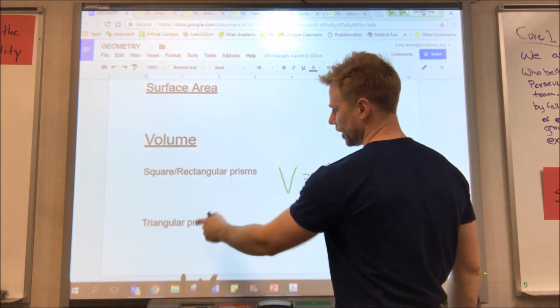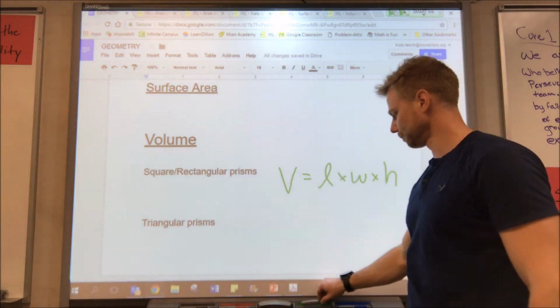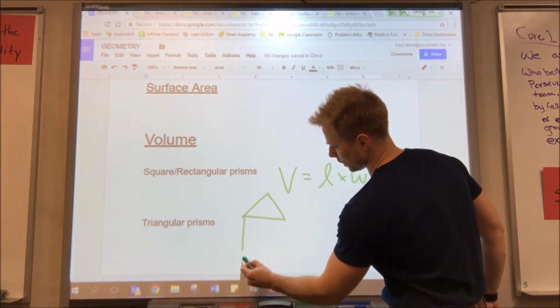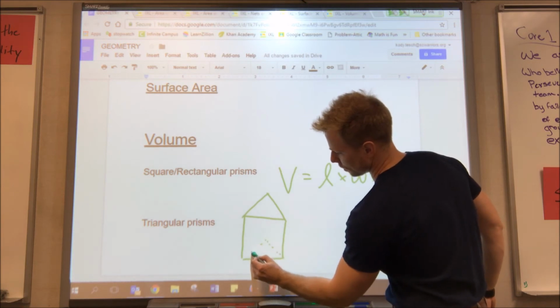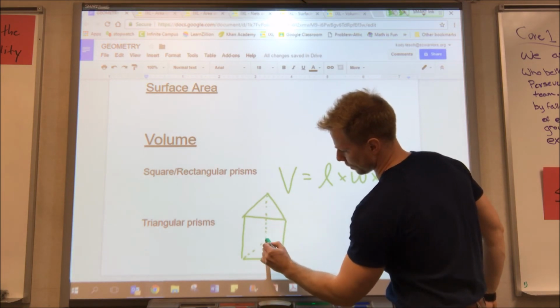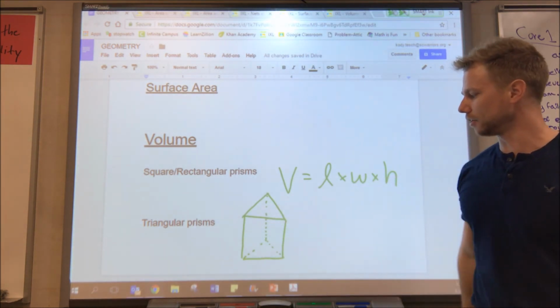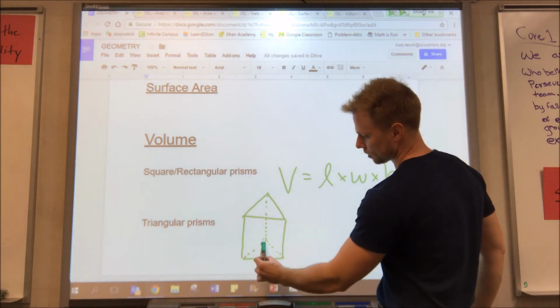Okay. All right, when we get to triangular prisms, it gets a little bit more difficult. Okay, for a triangular prism, I'll draw one here. So dotted lines are in the background. That's my triangular prism.